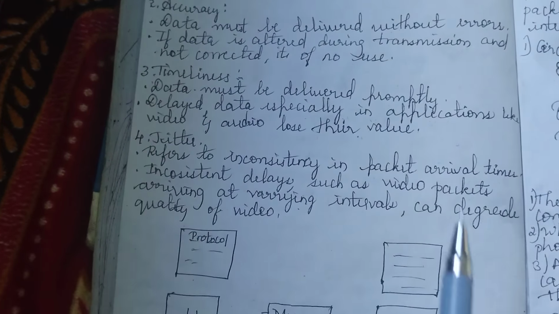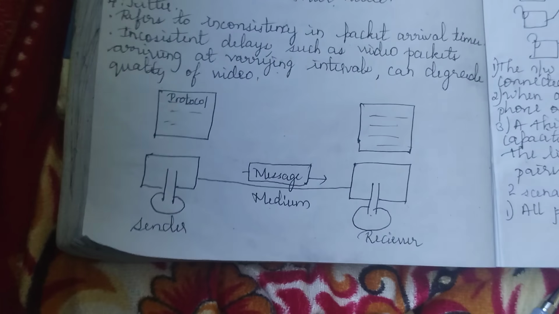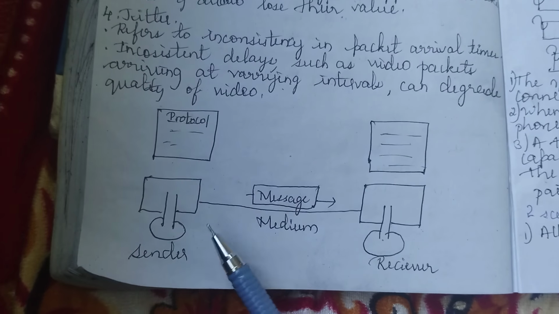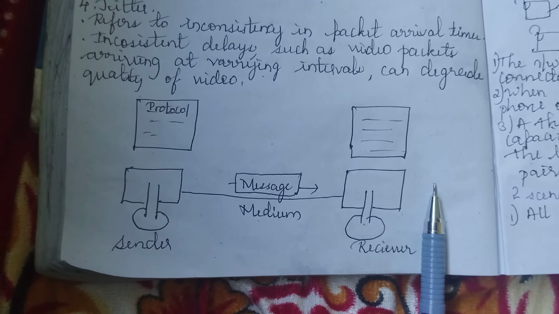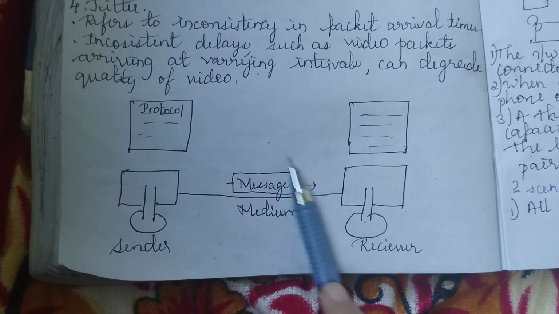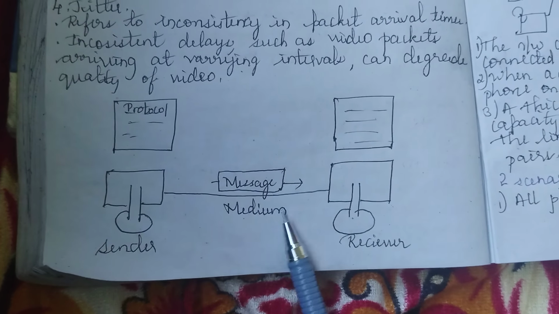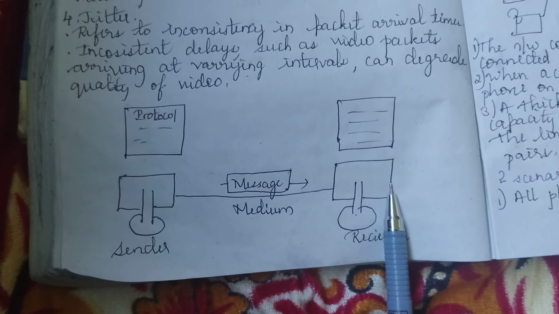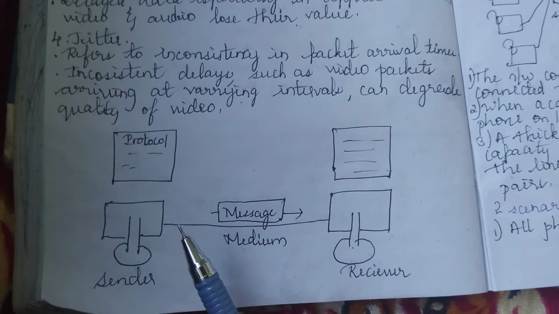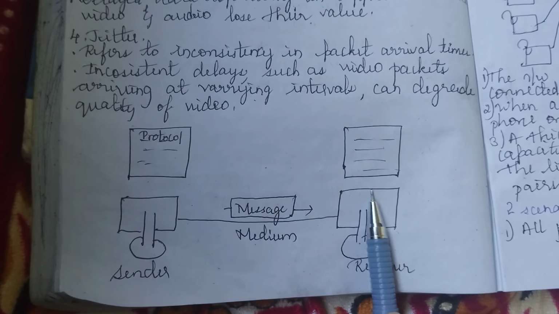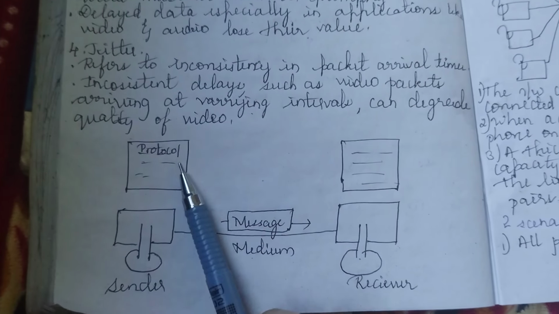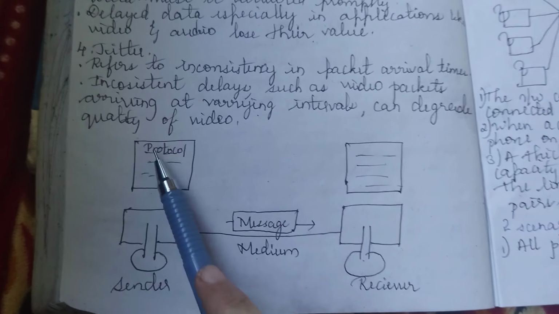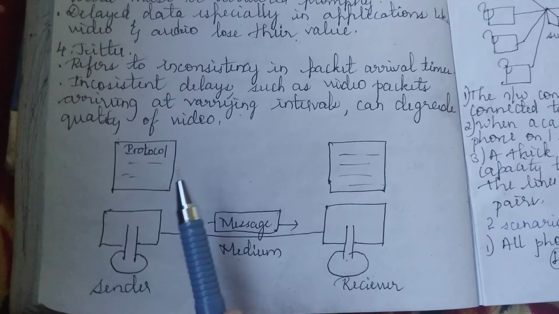Then you have to draw the diagram. The diagram is very simple. There is a sender and a receiver, and you are sending one message. This is the medium through which the message is sent. Remember, whenever data is shared, we have certain rules so that everyone follows the same rules. Those rules are called protocol.